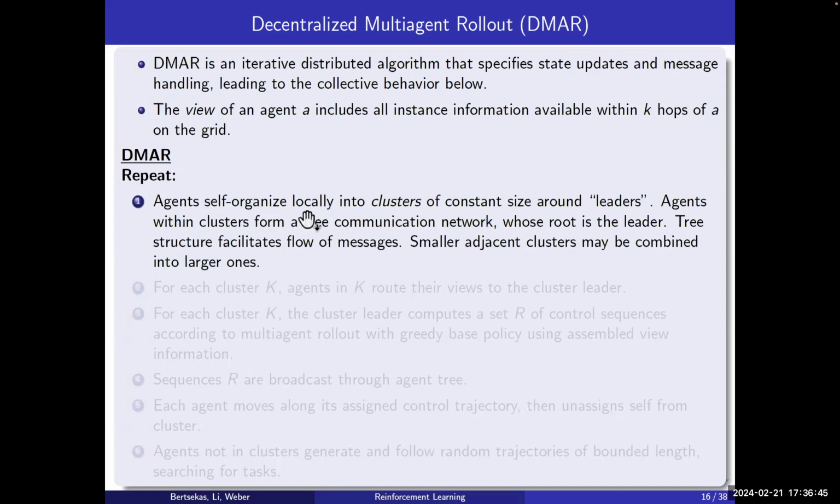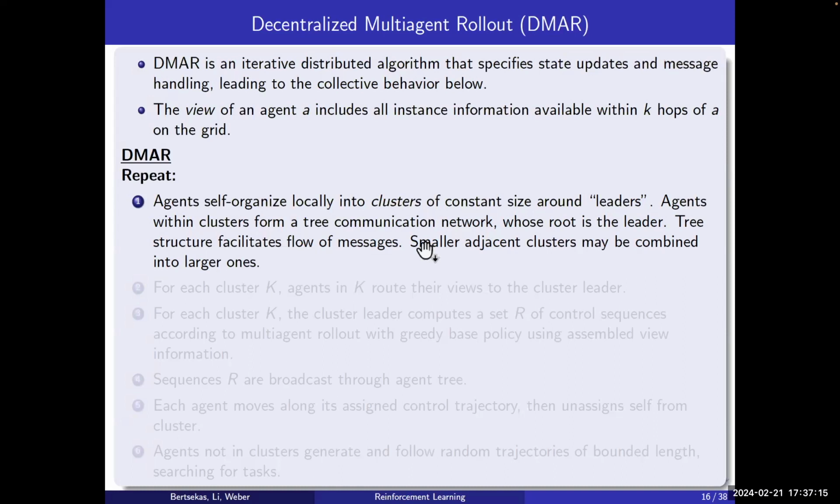Agents are going to self-organize locally into clusters of constant size around special agents called leaders. Agents within these clusters are going to form a tree communication network. I explained what a communication network is. We're going to work with trees because it's convenient for broadcast. And the root of these trees will be the leader of that cluster. I mentioned that the tree structure facilitates the flow of messages.